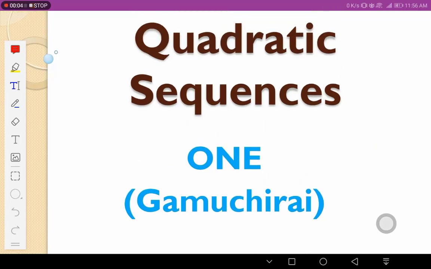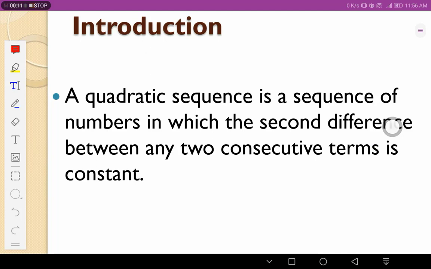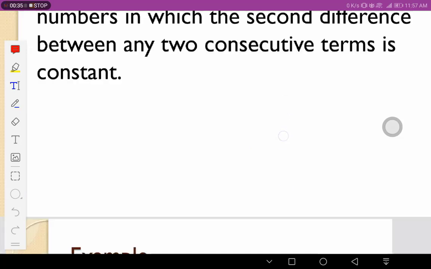Today I want us to look at quadratic sequences 1. Okay, so for introduction, when we talk of a quadratic sequence, we are looking at sequences of numbers in which the second difference between any two consecutive terms is constant. I'll show you what we mean by that. Let's have an example of the general formula for the nth term of a quadratic sequence.